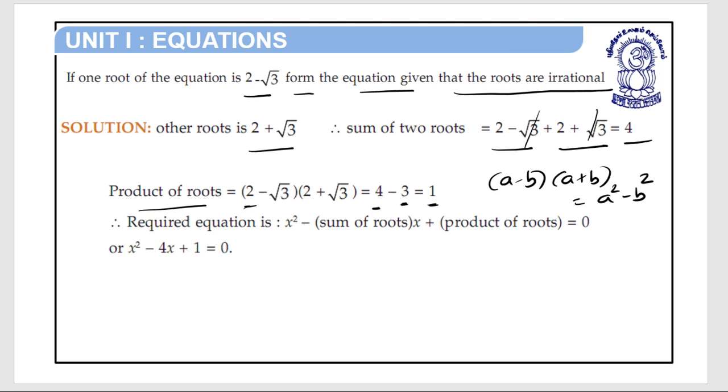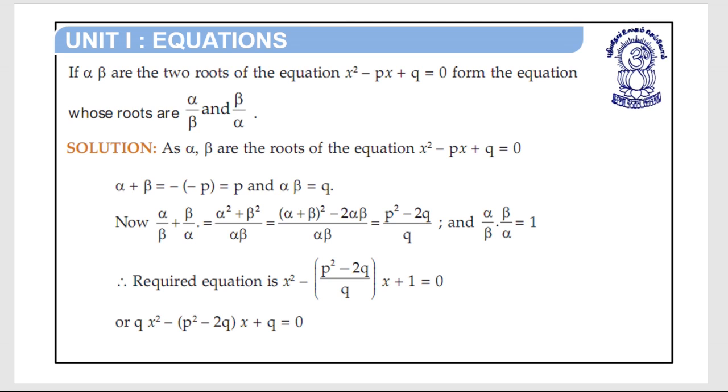The quadratic equation formula is x square minus (sum of roots) into x plus product of roots is equal to 0. Here the sum of roots is equal to 4. So x square minus 4x plus the product of roots, which is 1, is equal to 0.